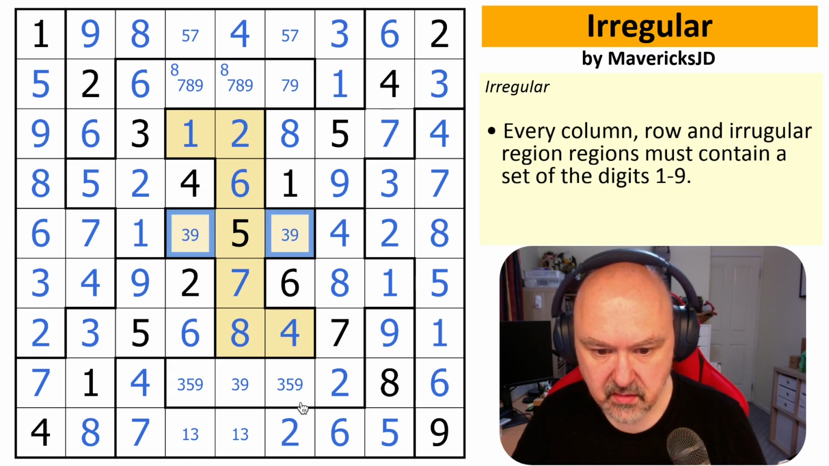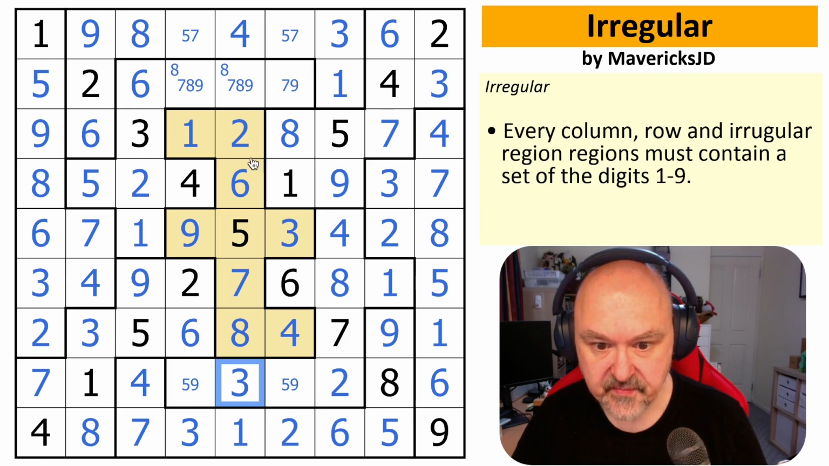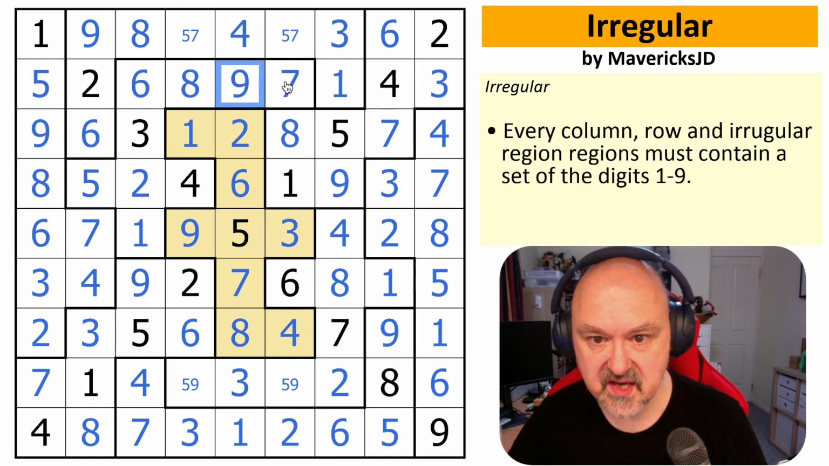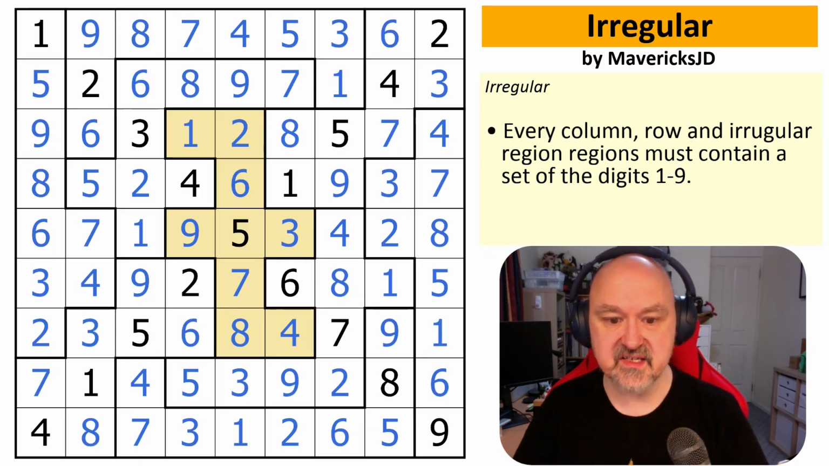Okay. So, what? This one is making this a 3, which is making this a 1. The 3 is looking up, making that a 9, making that a 3. This is not a 3. This is not a 3, so this is the 3. There's a 7, 8 in here now, so that's the 9. That's the 7, that's the 8, that's the 5, that's the 7. The 5 looks down, making that the 9. I put in a 5, and that is Irregular by MavericksJD.